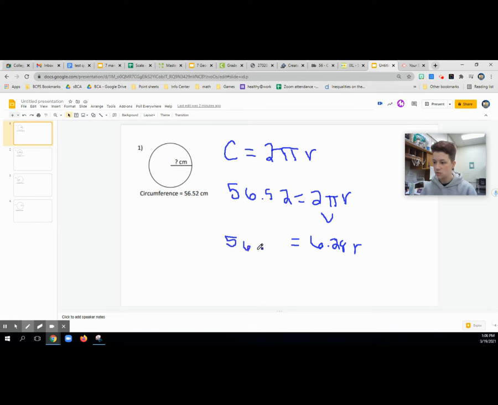And this is just a one-step equation now. I just need to divide both sides by 6.28. And I end up with 9. My radius is equal to 9 centimeters.